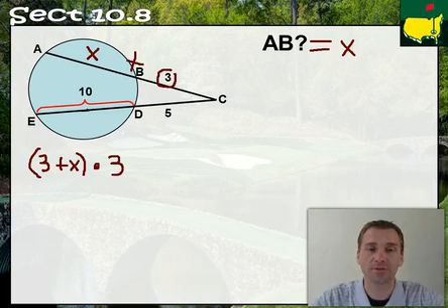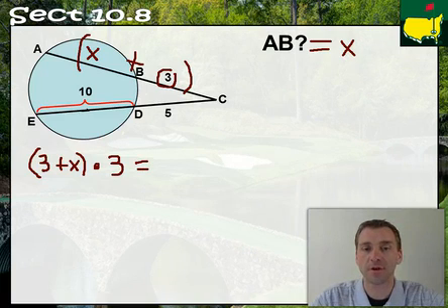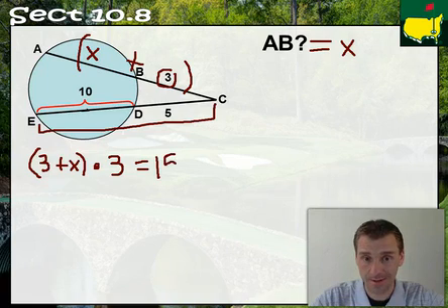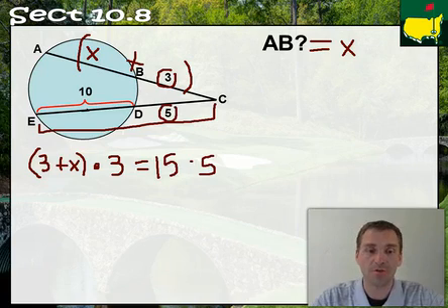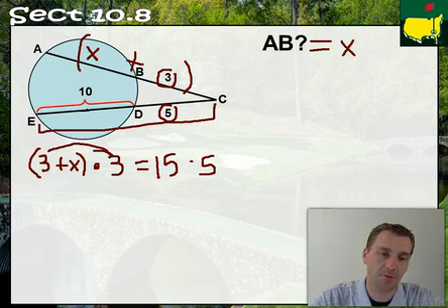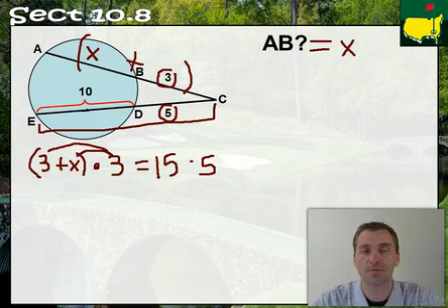So the product of the measures of the entire secant segment and its external part is equal to the product of the measure of the entire secant segment, which is 15, times its external part, which is 5. So there is one option that you can do. You'd have to distribute the 3 through there, and then multiply all this stuff out. Pause the video right now and see if you can solve it for x. Well, I know you can. Hopefully you're back and you paused it and you tried it.